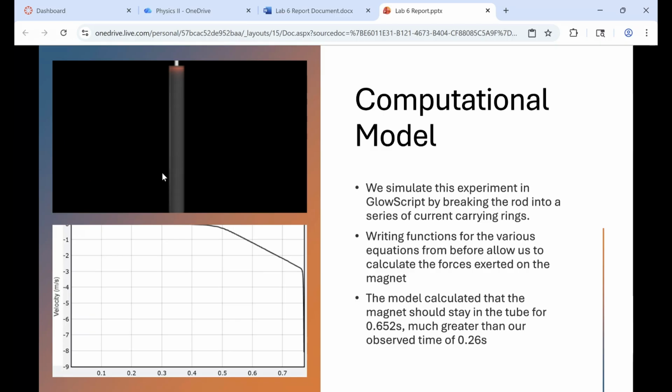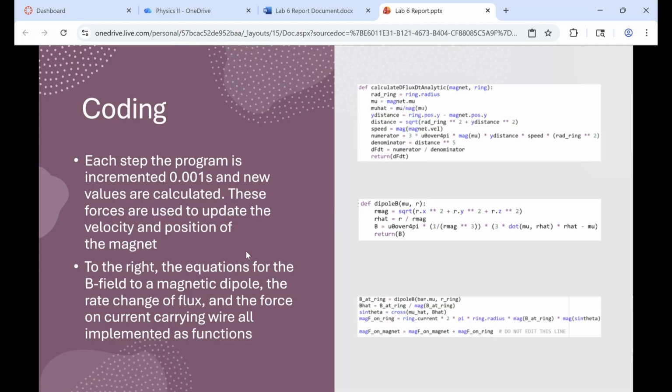We simulate this by breaking the rod into a bunch of current-carrying rings. The model calculated that the magnet should stay in the tube for 0.65 seconds, which is much greater than our observed time.